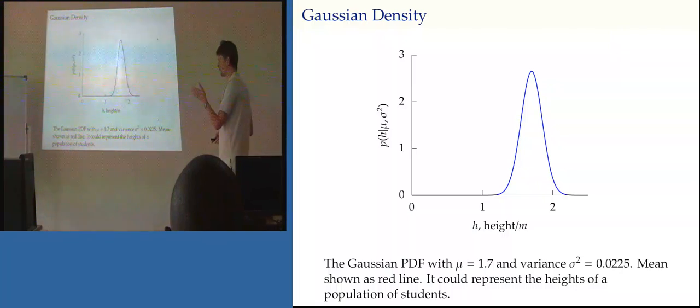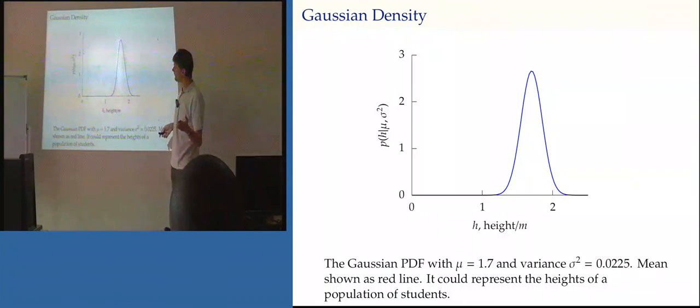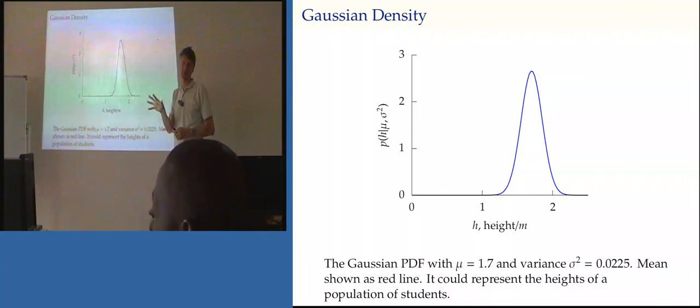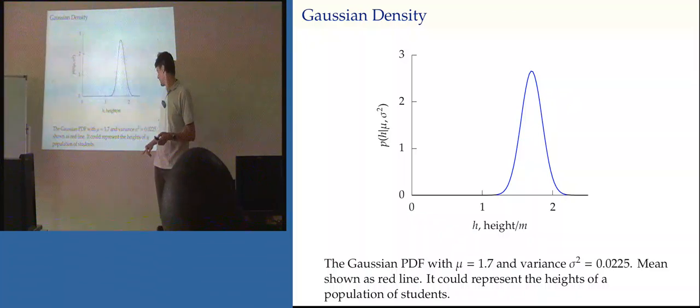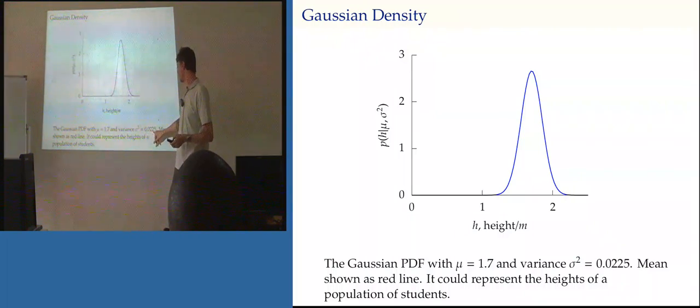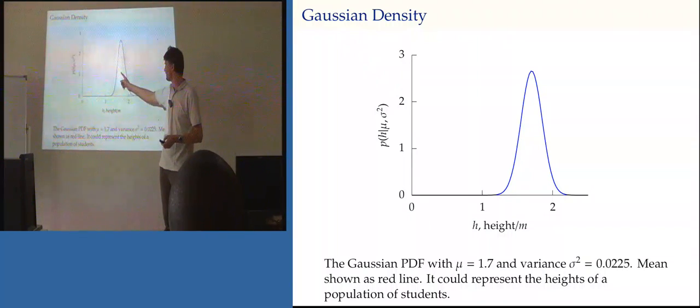And this is what it might look like. So here we've got a Gaussian density which roughly represents people's heights. So it's got a mean of 1.7 meters and a variance of 0.225. So that means that we can visualize the standard deviation, which is the square root of this, on this axis here. So the standard deviation is something like that amount.